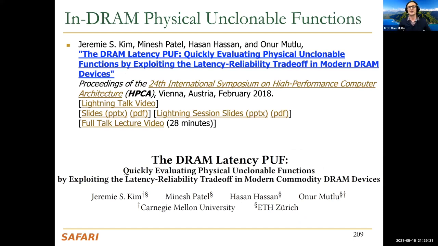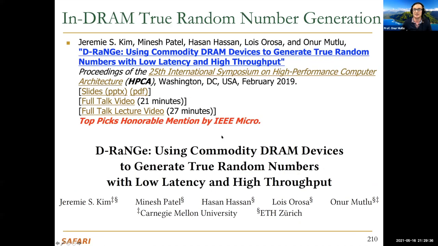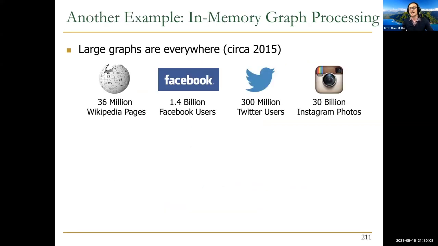So with DRAM, you can actually do other things. We're looking at security primitives like physical unclonable functions, as well as random number generation purely inside DRAM by taking advantage of the latency-reliability trade-off. And the basic idea over here is as you violate the latency parameters in DRAM, some cells become random number generators. Some cells fail randomly. And it can have a very high throughput and low latency random number generator based on that. So I think going forward, we need security primitives inside DRAM as well if we're going to push applications to the DRAM side. Let me give you one other example.